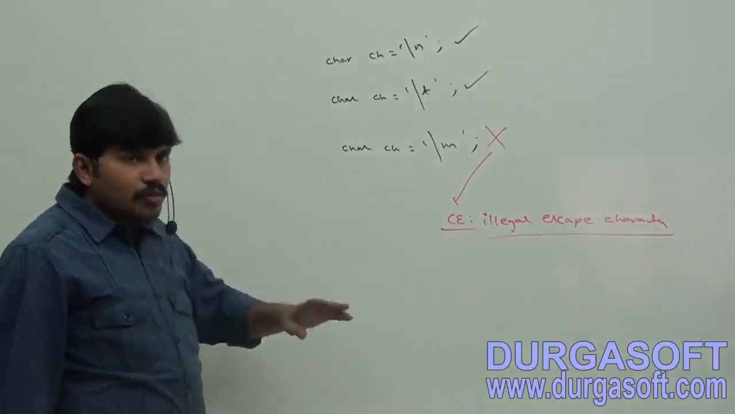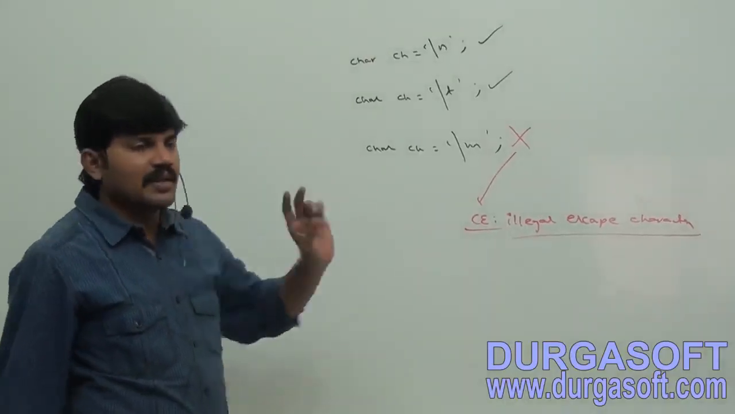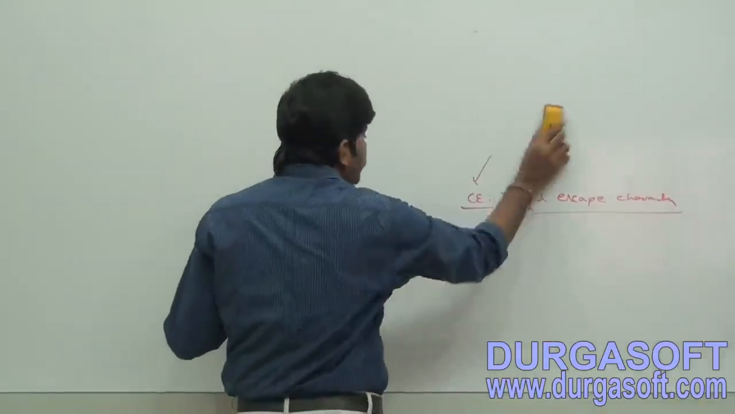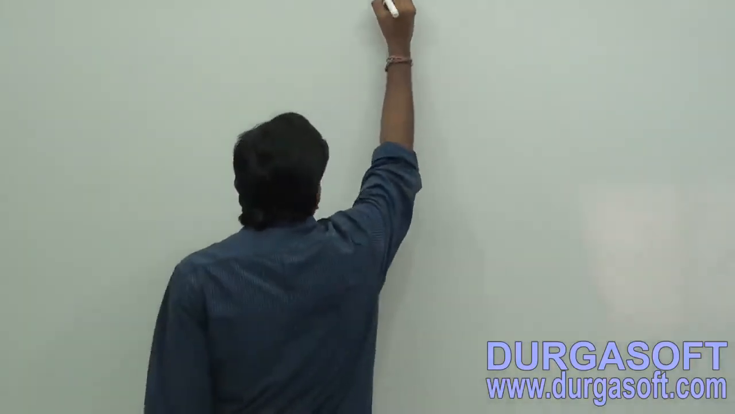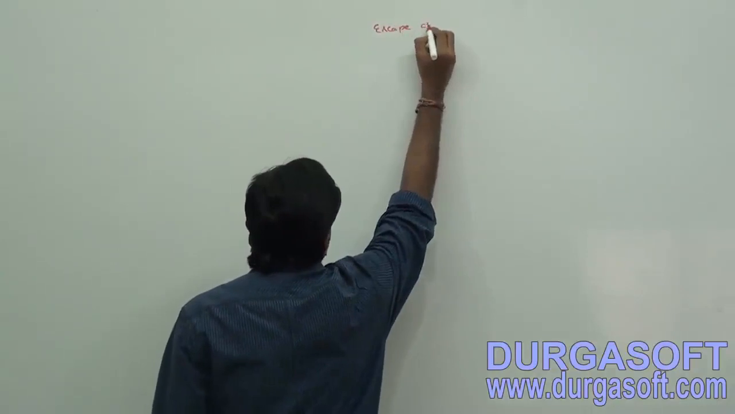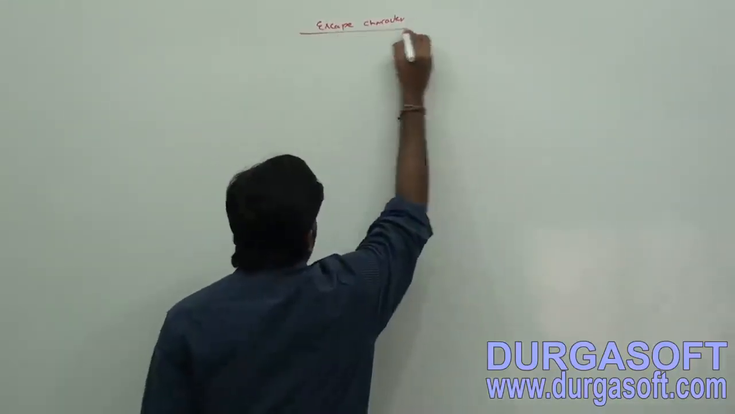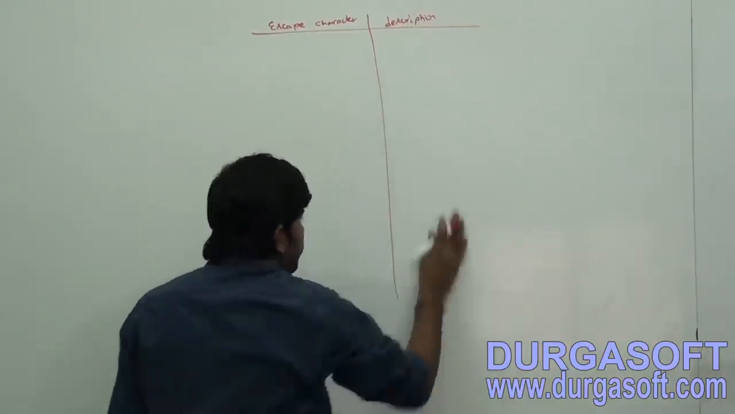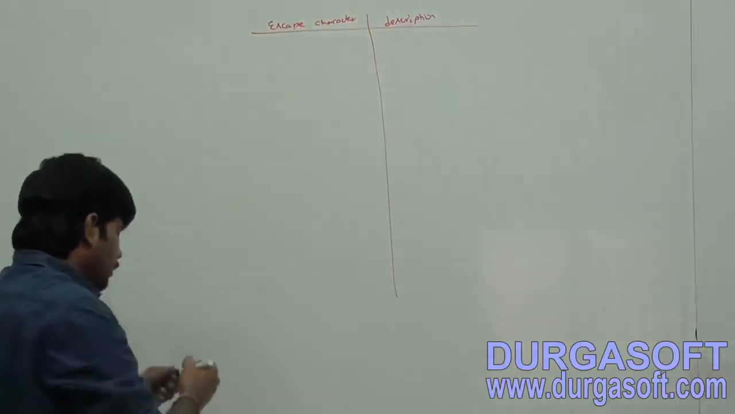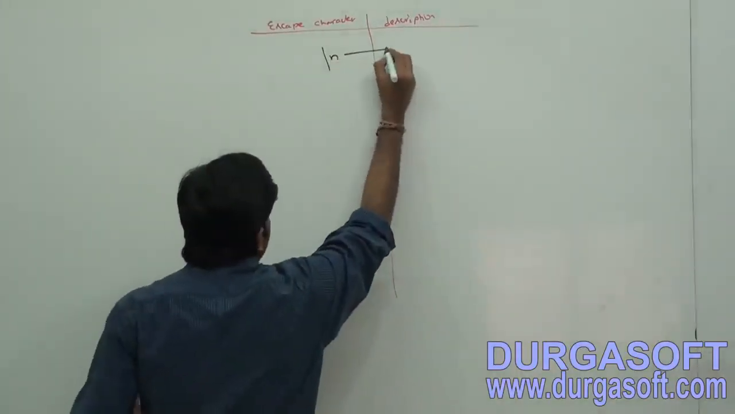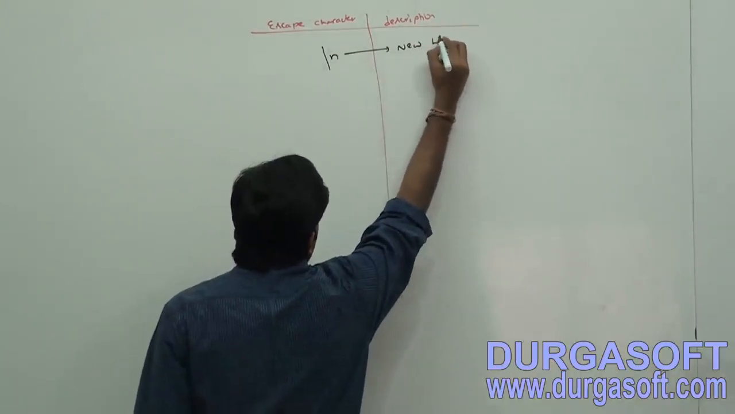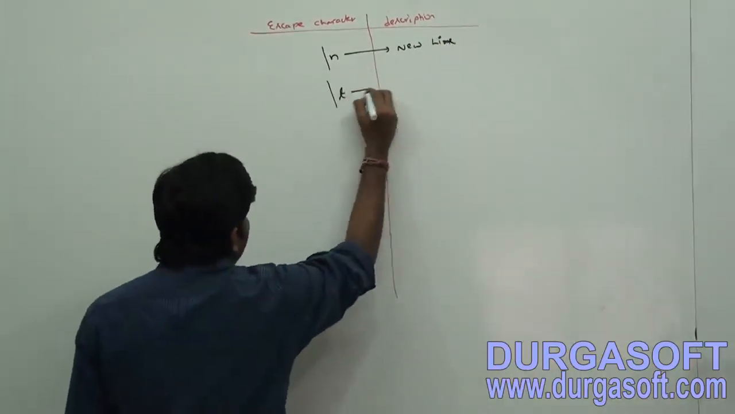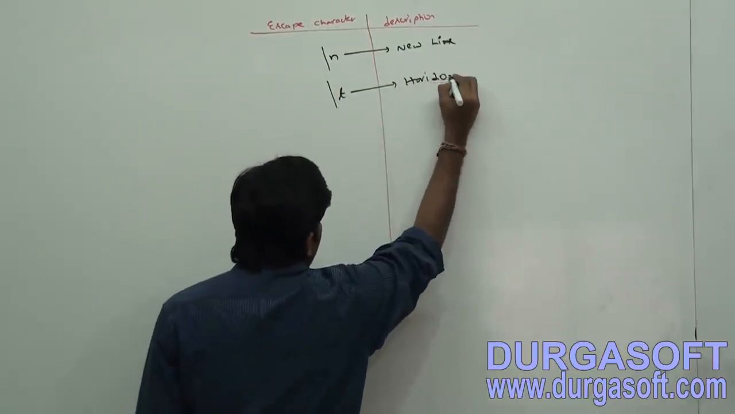Okay, sir, compulsorily you people should be aware of the total number of escape characters in Java and what the various ones are. So in Java, how many escape characters are there? 8 escape characters are there. Sir, escape character and description. Now here just observe, very simple. \n means what? New line. \t means what? Horizontal tab.